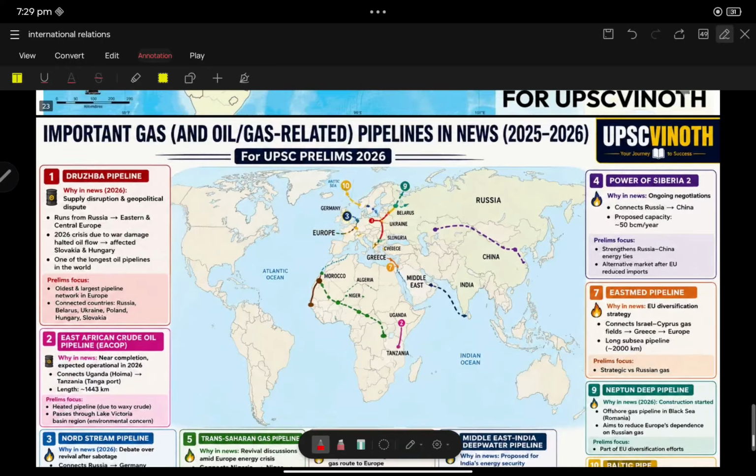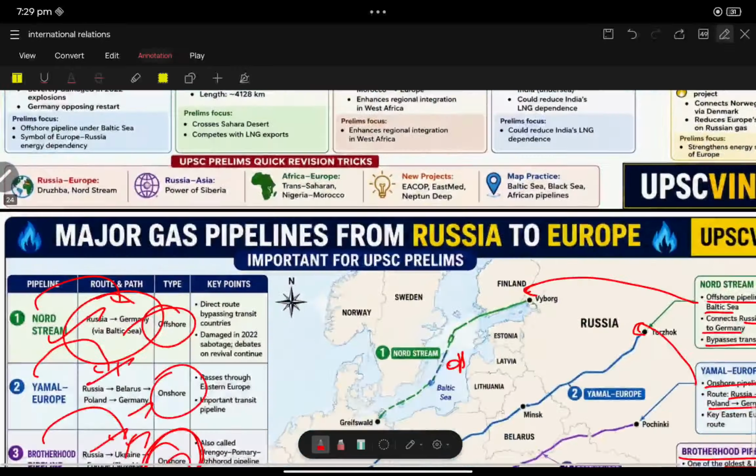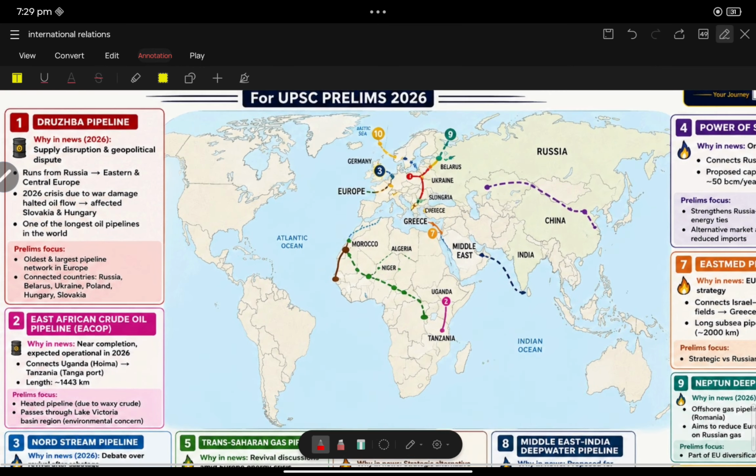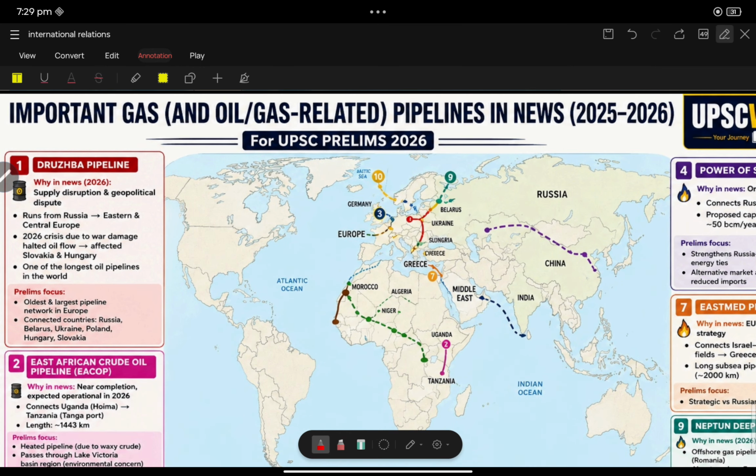Other than this, this is with respect to Russia to Europe. Other than this, just look upon the core concept. Druzhba pipeline, again Russia to Central Europe.